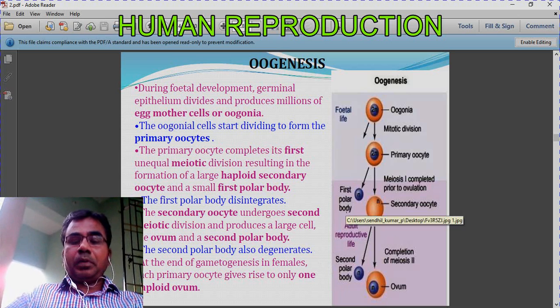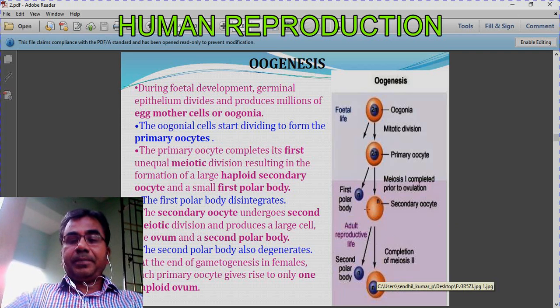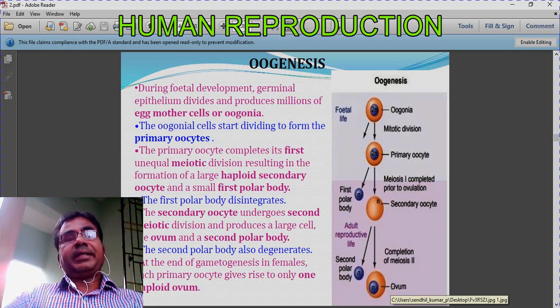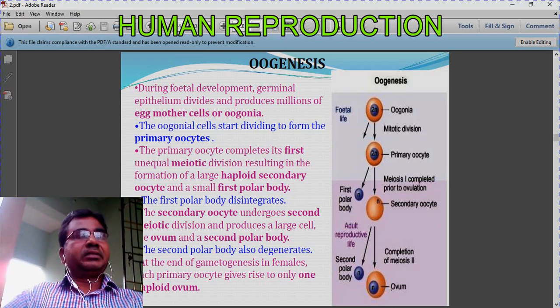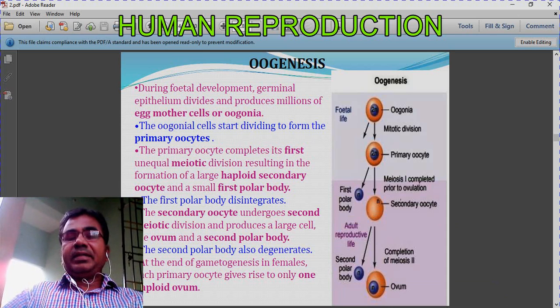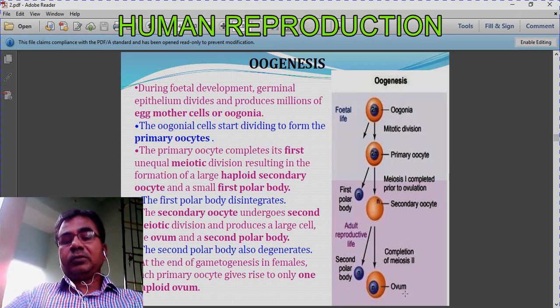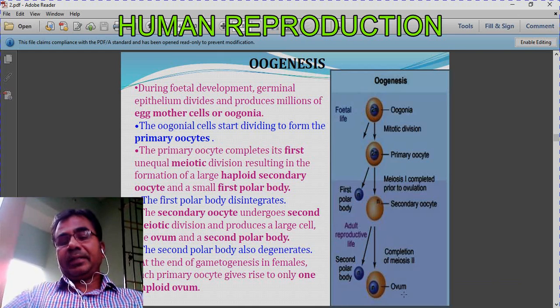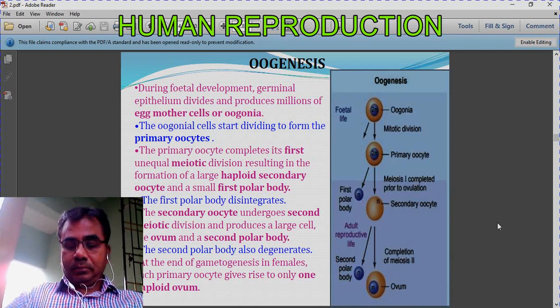So only one haploid ovum is produced at last. A primary oocyte can produce only one ovum, whereas in spermatogenesis, a primary spermatocyte can produce four sperm, but in oogenesis it produces only one ovum. Okay.